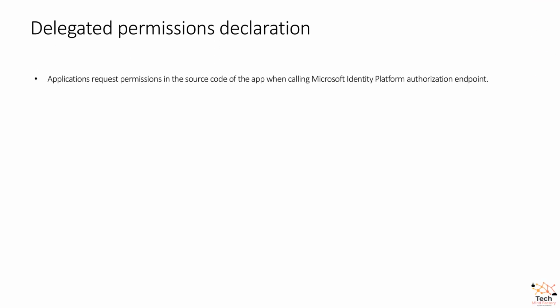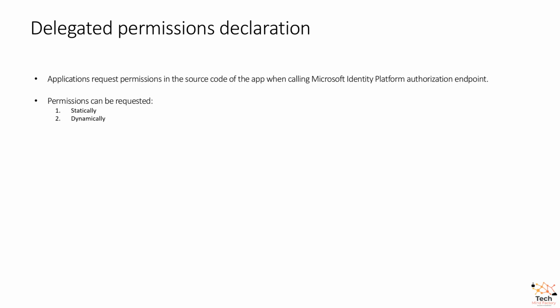Perfect. So right now, let's talk about delegated permissions declaration. Applications request permissions in the source code of the app when calling the Microsoft Identity Platform authorization endpoint, so either the Azure AD or Azure AD B2C authorization endpoint. Permissions can be requested in three ways. The first one is to statically request permissions. In this case, during user authentication, we will just display all the permissions required by the application, and the user can either consent or just cancel the operation and decline to grant those permissions.